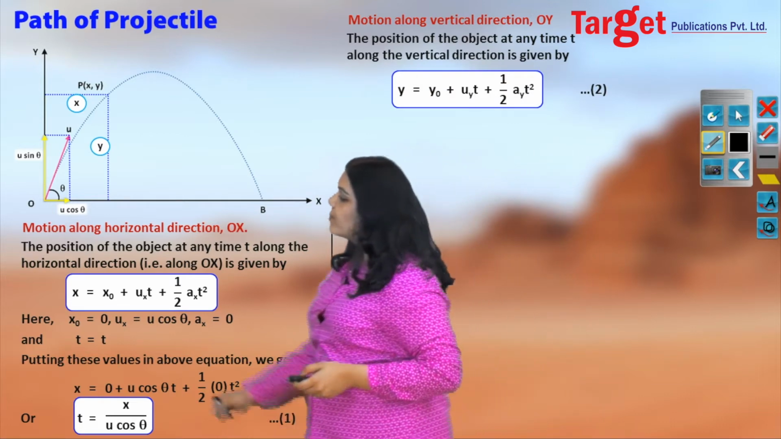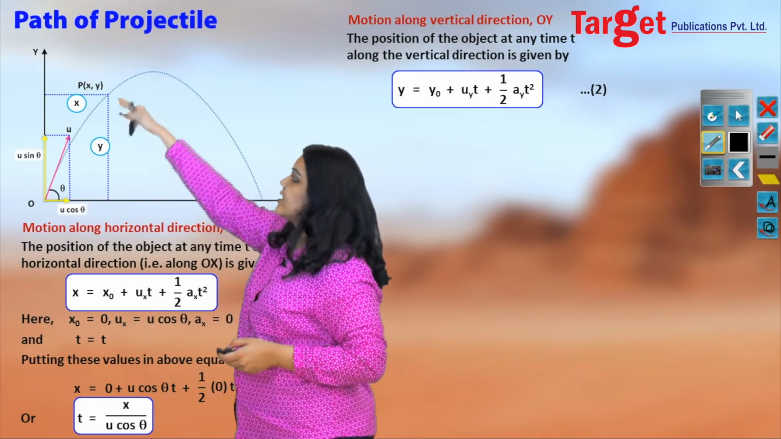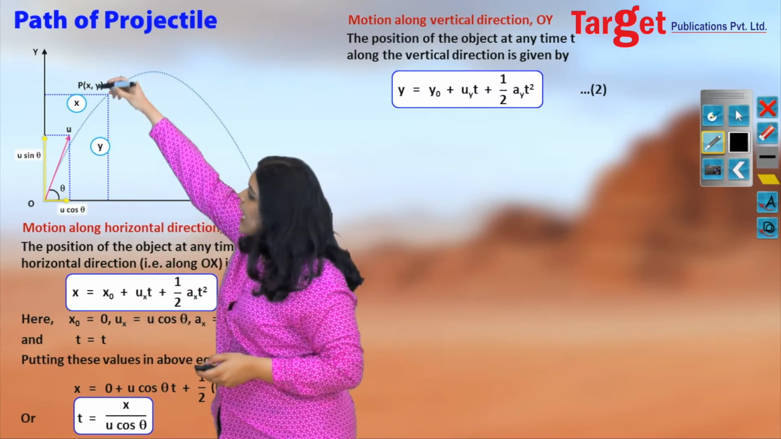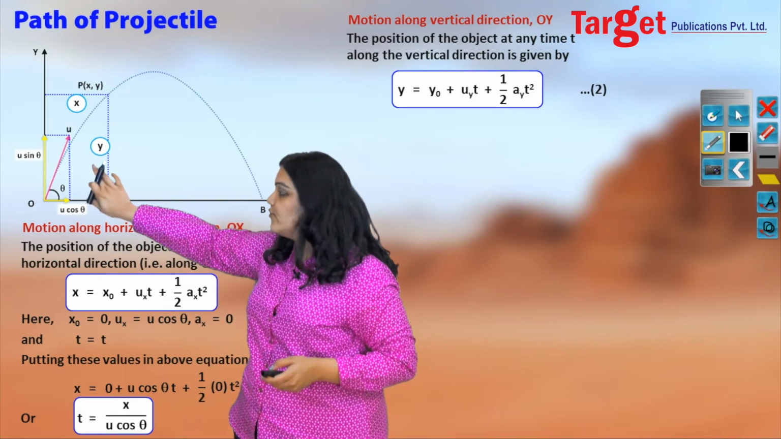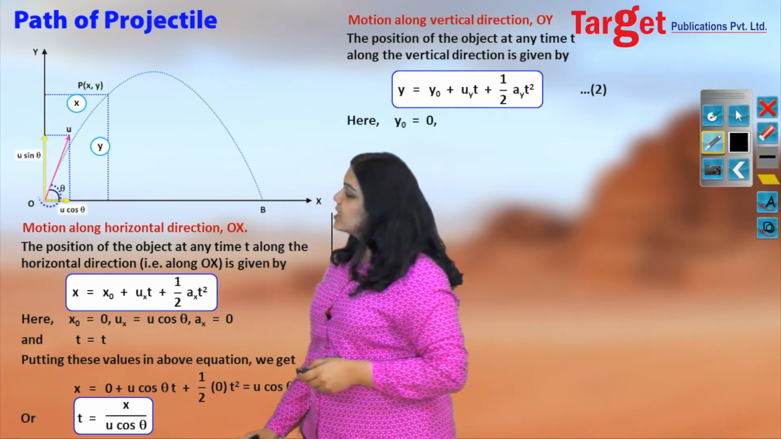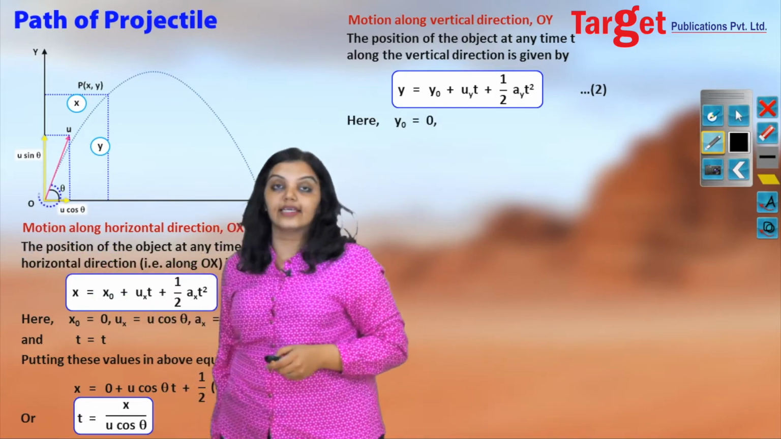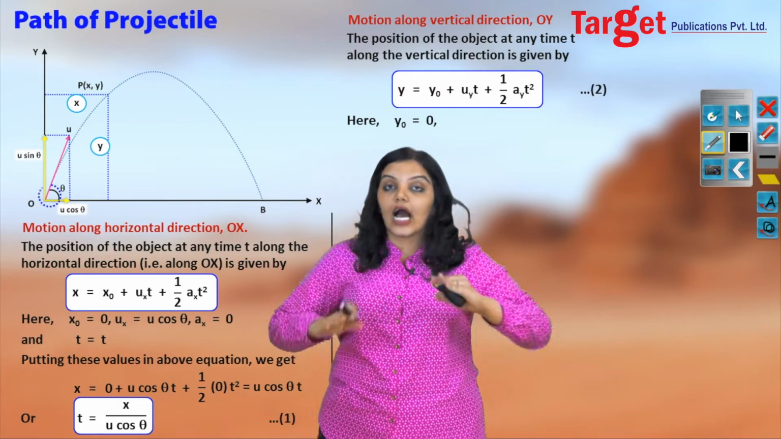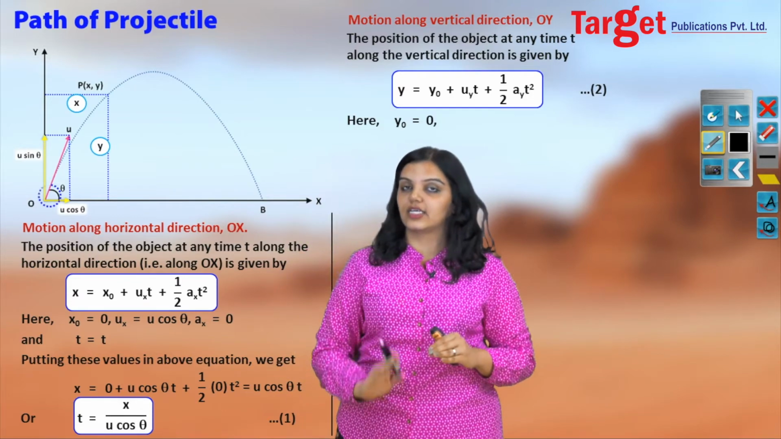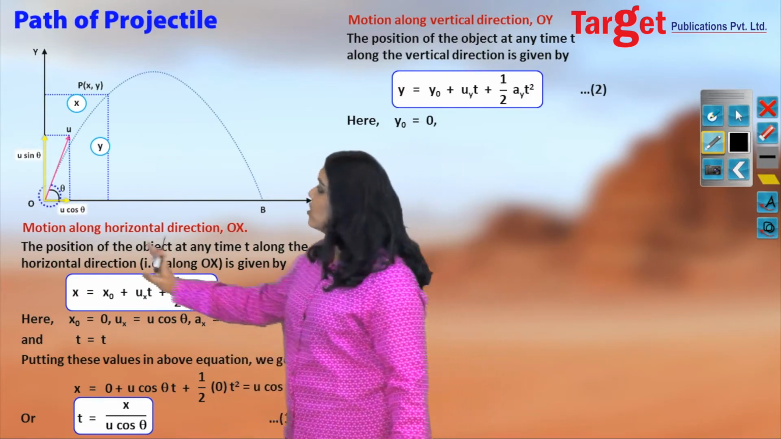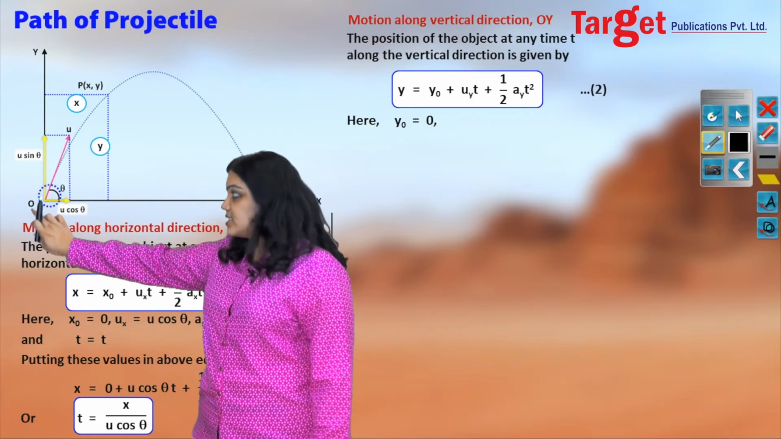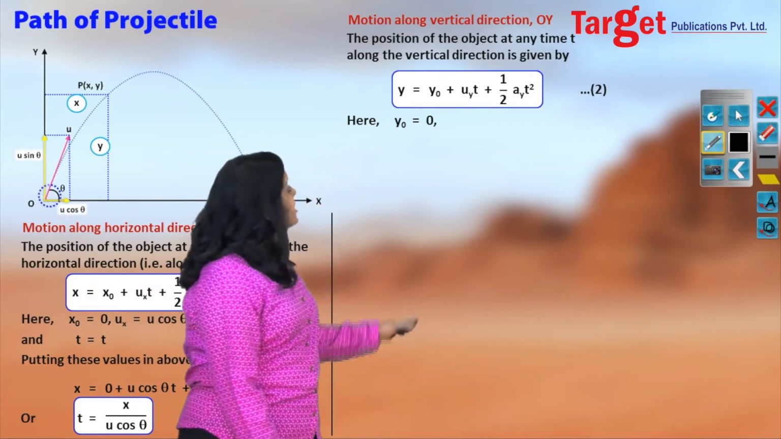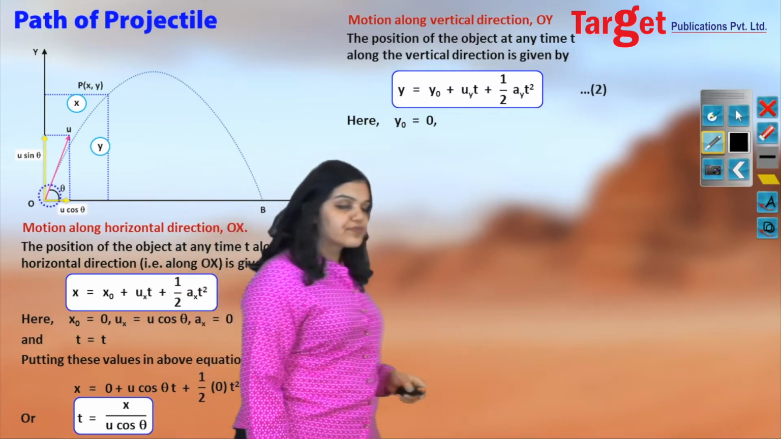And again, I'm going to apply the same analysis to the y direction. Finally, if you see at the point of observation, the total displacement is y itself. And what is the initial displacement along the vertical direction? Again, it is 0. Remember again, now I am talking only about the vertical direction. So final displacement along vertical direction is y. Initial displacement along vertical direction is 0 because object starts from origin. So I say y naught is equal to 0.